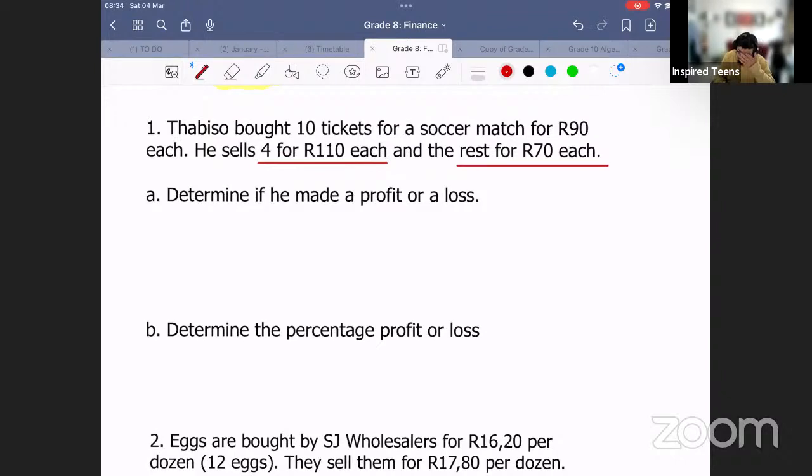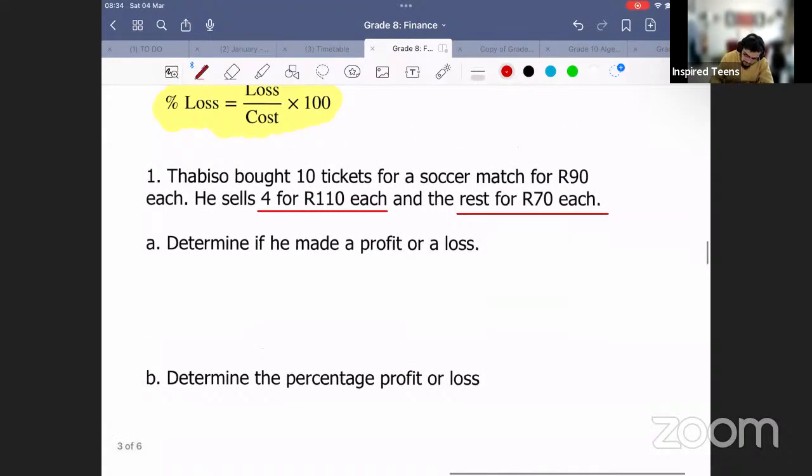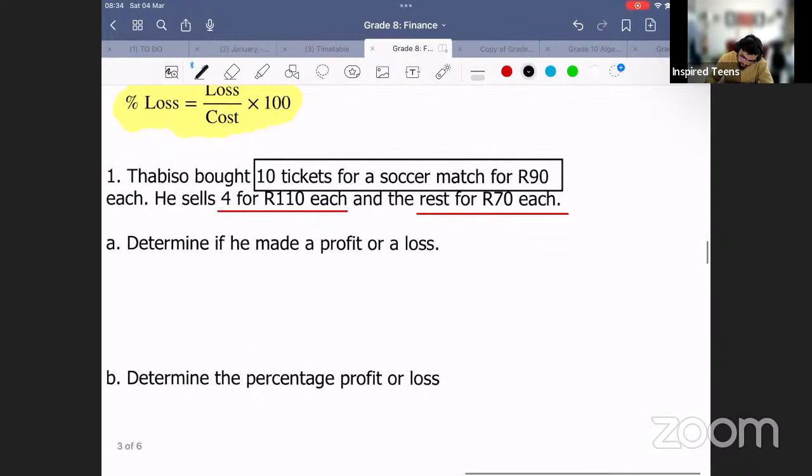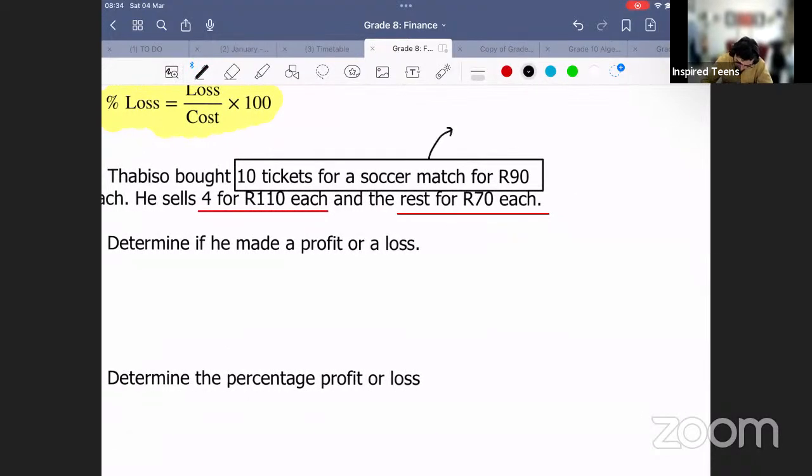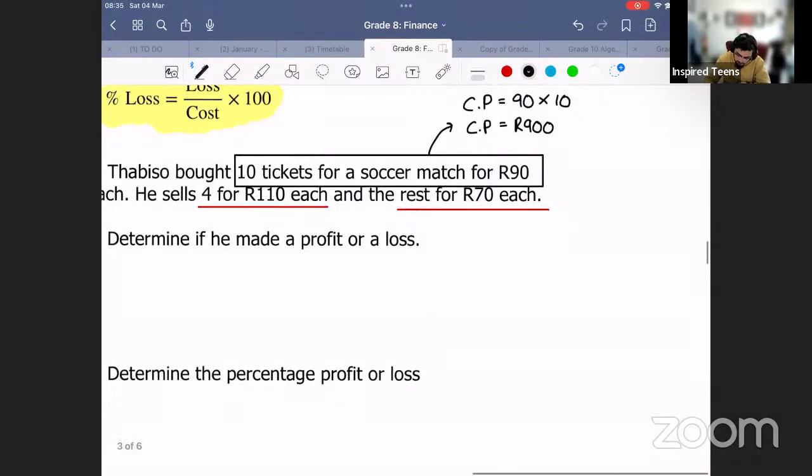Okay, so firstly, I know they say determine if you made a profit or a loss. Let us calculate his cost price. So he bought 10 tickets for a soccer match for 90 rand each. Okay, so if he bought 10 tickets for 90 rand, his cost price in this case is going to be equal to 90 times 10 because he bought 10 tickets. So he basically paid 900 rand. His cost price was 900 rand for 10 tickets, right?